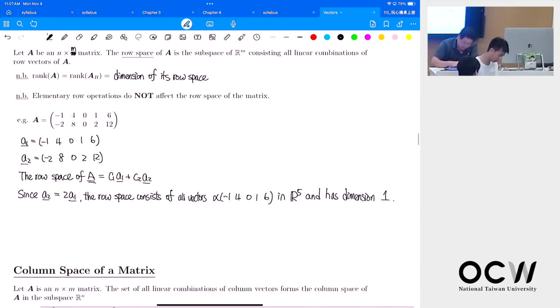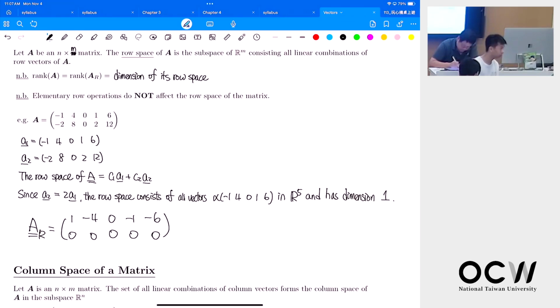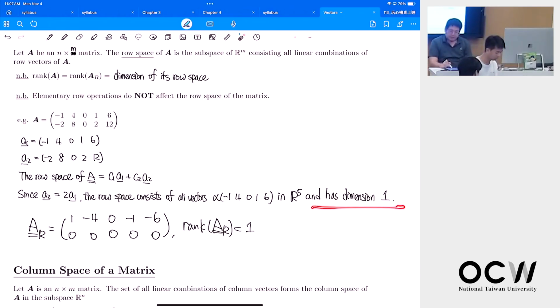And then the reduced matrix is (1, -4, 0, -1, -6) and (0, 0, 0, 0, 0). And the rank is 1. You see that the dimension is 1, rank is 1, because they should be the same. Okay?